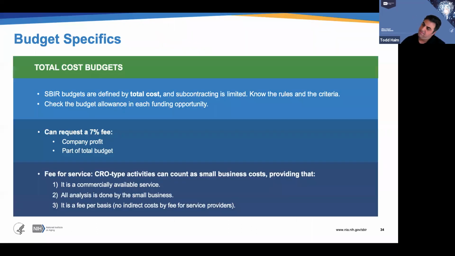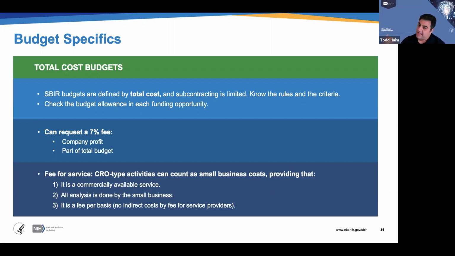Next slide. Budget specifics, total cost budgets. SBIR budgets are defined by total cost and subcontracting is limited. Know the rules and criteria. Check the budget allowance in each funding opportunity. So when you submit your budget, and Chhanda and Rebecca went through what the total budget limits are, there are several sections of the budget. A couple to note, you can request a 7% fee, and I always encourage it. It's essentially considered the company profit. If you don't request it in your application, you cannot ask for it later.